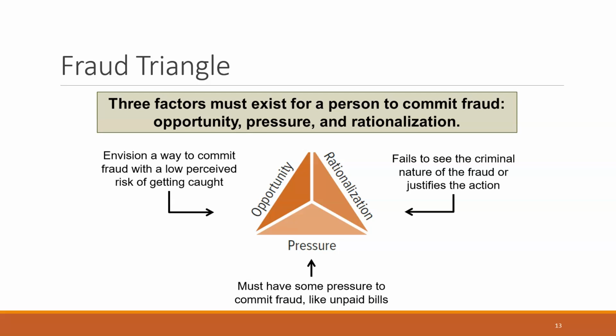And then the third component of the fraud triangle is opportunity. A person cannot commit fraud unless they have access to the finances of the company. So you have to have access or opportunity. You have to have access to the company checkbook or the company accounting records in a way that you can make changes to them and people aren't going to question those changes.